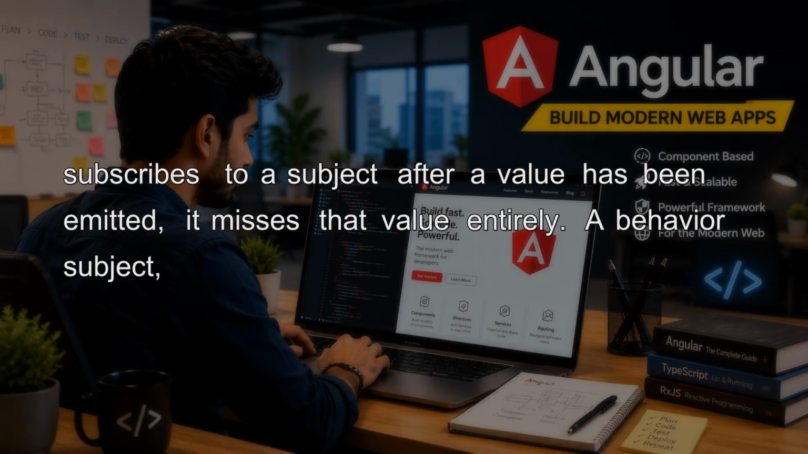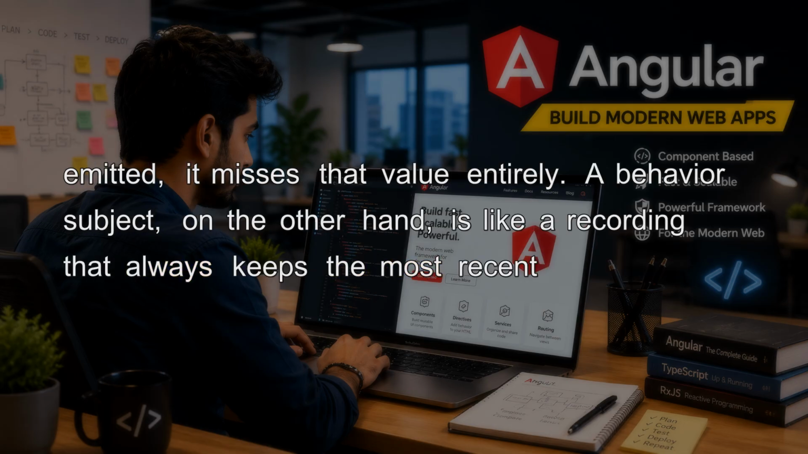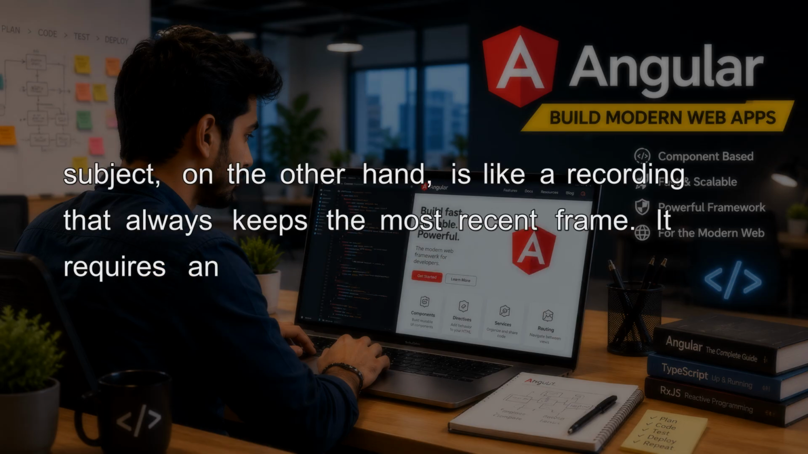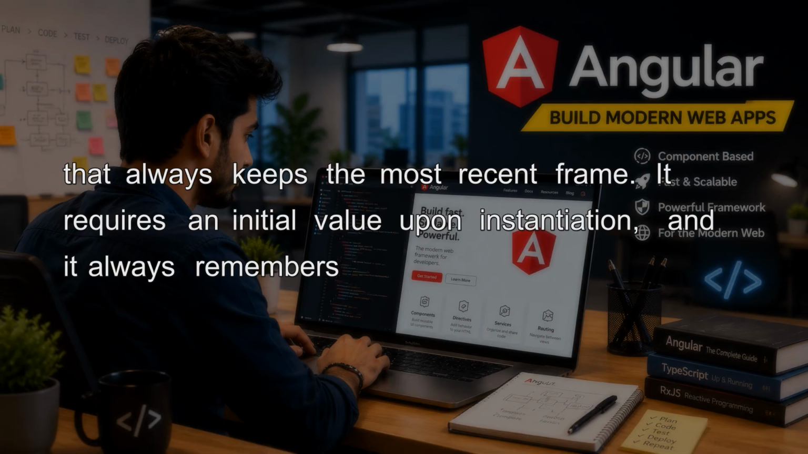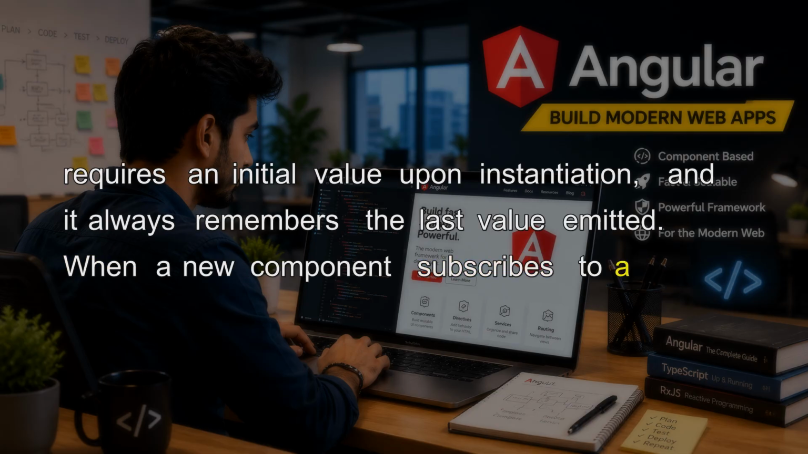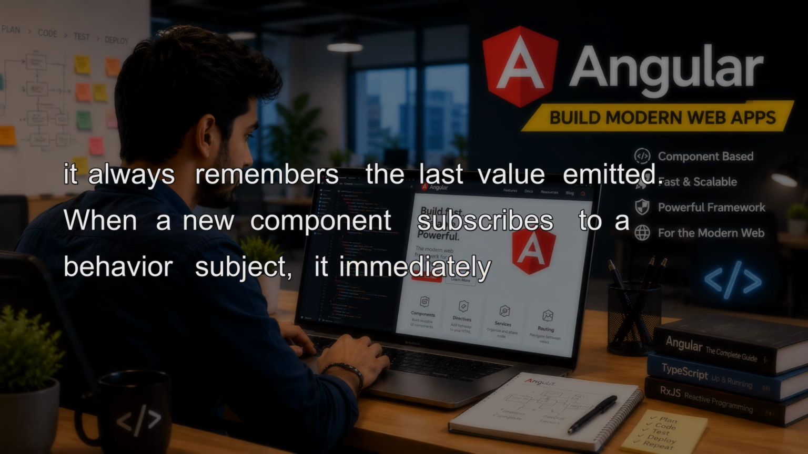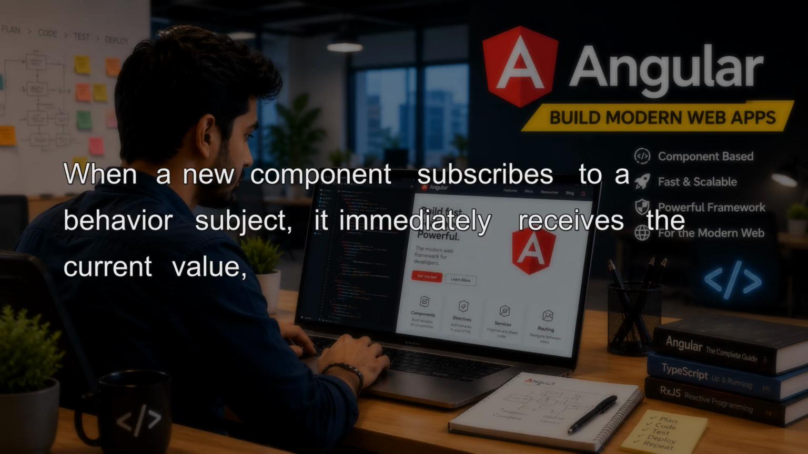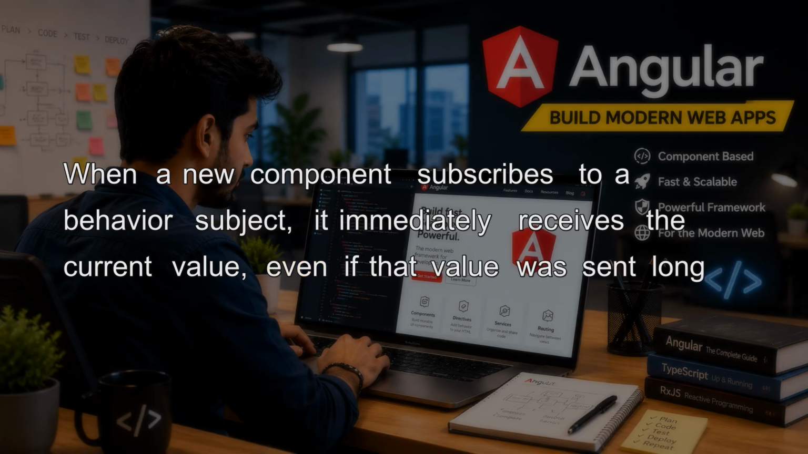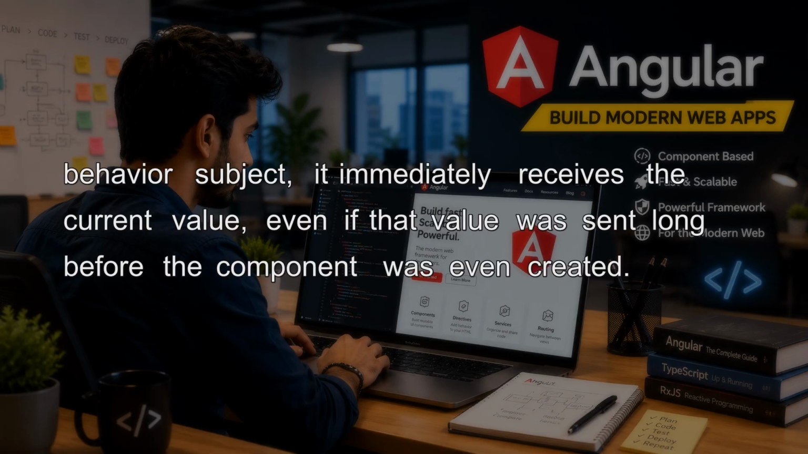A behavior subject, on the other hand, is like a recording that always keeps the most recent frame. It requires an initial value upon instantiation, and it always remembers the last value emitted. When a new component subscribes to a behavior subject, it immediately receives the current value, even if that value was sent long before the component was even created.